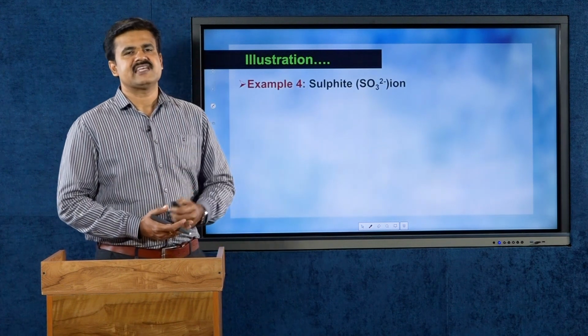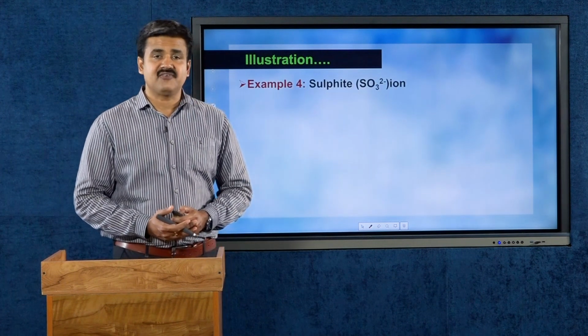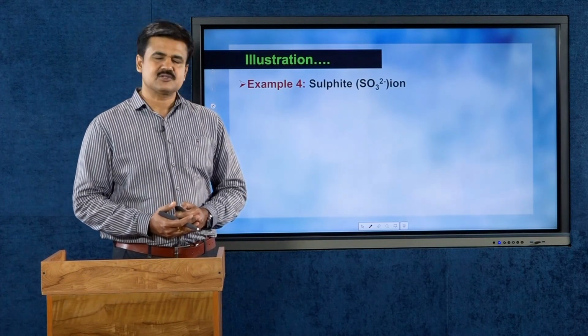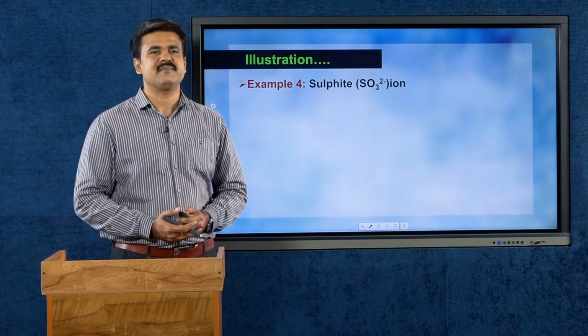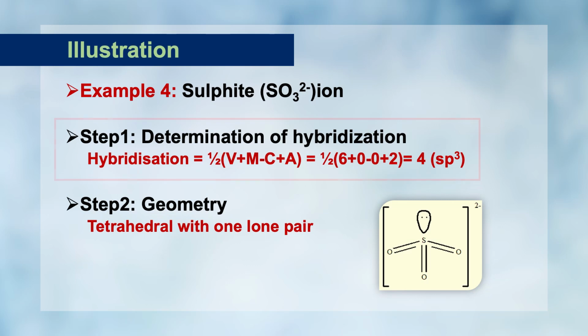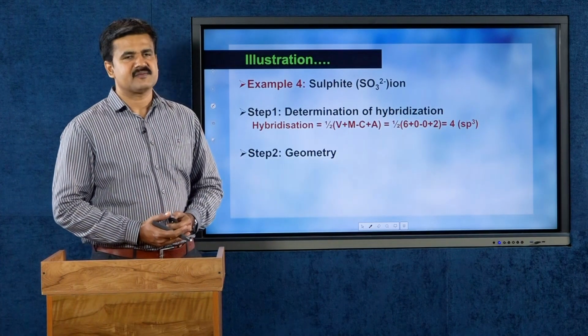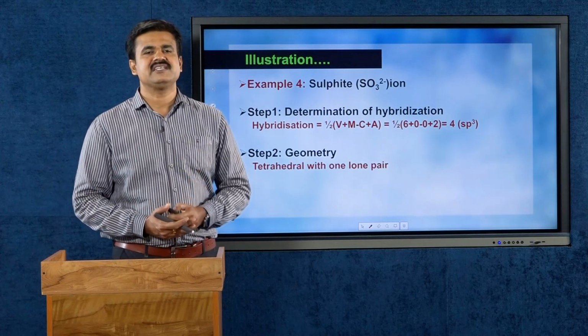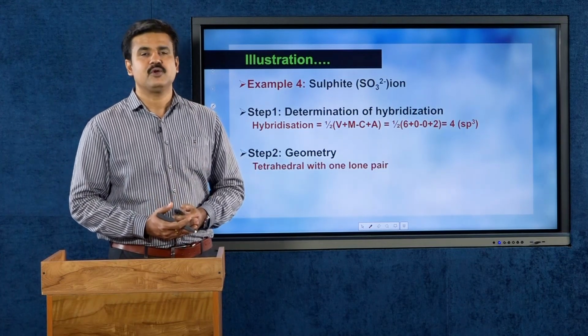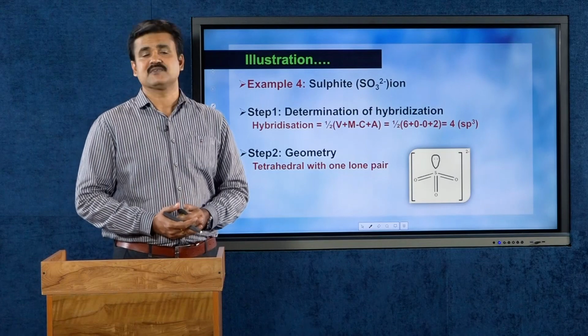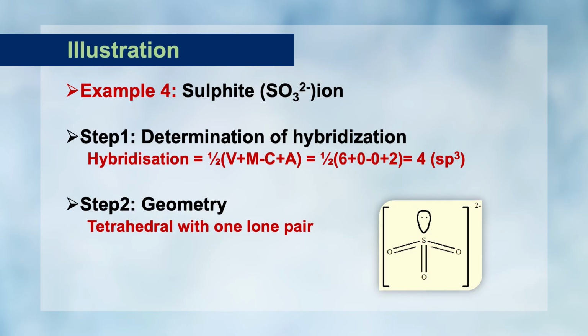Now, we are taking another example, that is nothing but the sulfite ion, SO3 2 minus. SO4 2 minus and SO3 2 minus are both associated with the same hybridization, that is sp3. So, determination of hybridization gives you the result that the hybridization of SO3 2 minus is sp3. In the next step, we are going to determine the geometry. The geometry of the molecule is tetrahedral, but there is the presence of a lone pair of electrons on the central atom sulfur. So, this is the tetrahedral geometry with one position occupied by a lone pair. This is the geometry of the sulfite ion, SO3 2 minus.